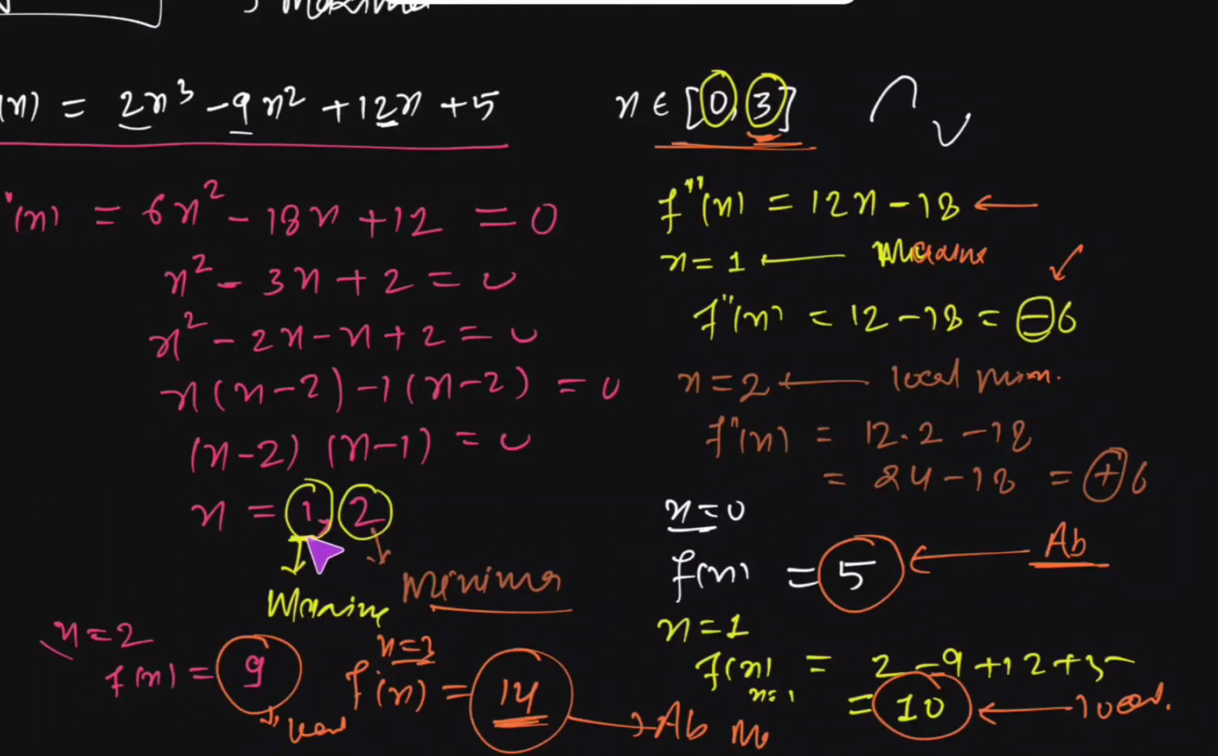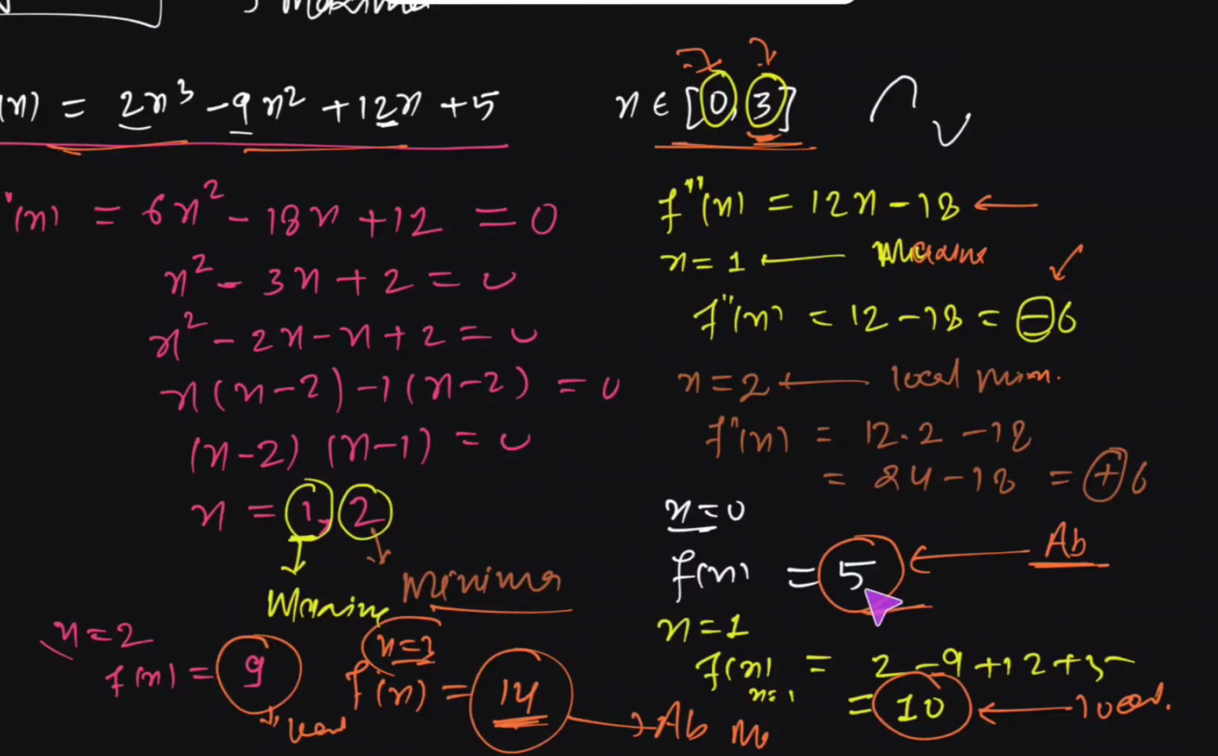So what we will do, we will put x equals 1 in the equation given and x equals 2 in the given equation. Also we will check for x equals 0 and x equals 3. So when x equals 0, we will find the value of function as 5. When x equals 1, we will find the value as 10. When x equals 2, the value of function is 9. And when x equals 3, the value of function is 14.